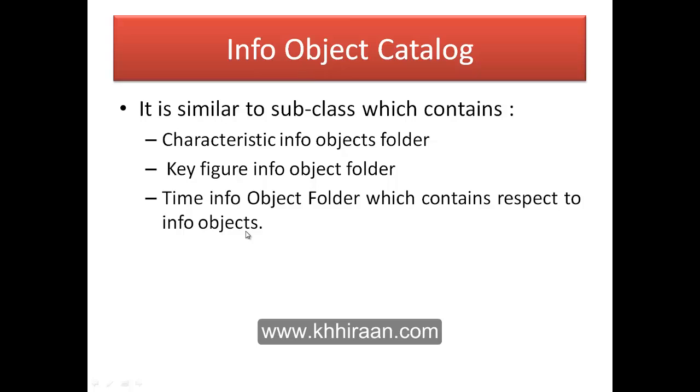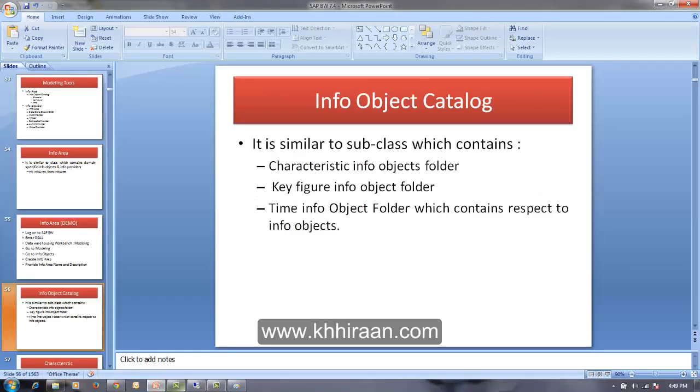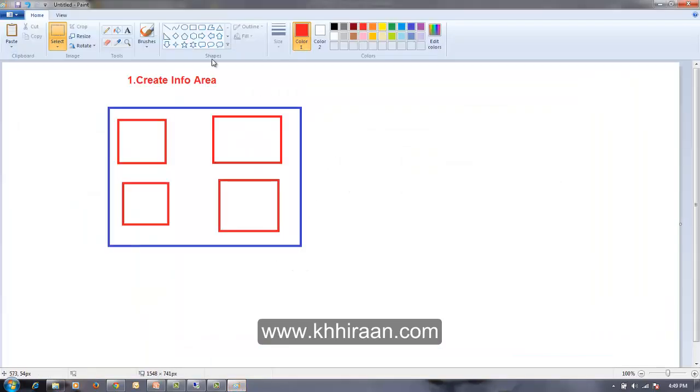So what is an InfoObject catalog? It is a subclass. What does it mean? It is a subfolder which contains characteristics information, key figure information, and time InfoObject information. So first of all, we need to find out what a characteristic is and what a key figure is. To start that, first we need to know what data types we have.